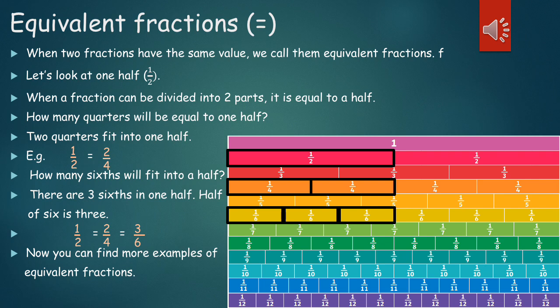Equivalent fractions. Equivalent fractions come from the word equivalent. When two fractions have the same value, we call them equivalent fractions. Let's look at 1/2. How many quarters will equal 1/2? 2 quarters fit into 1/2. 1 over 2 equals 2 over 4.